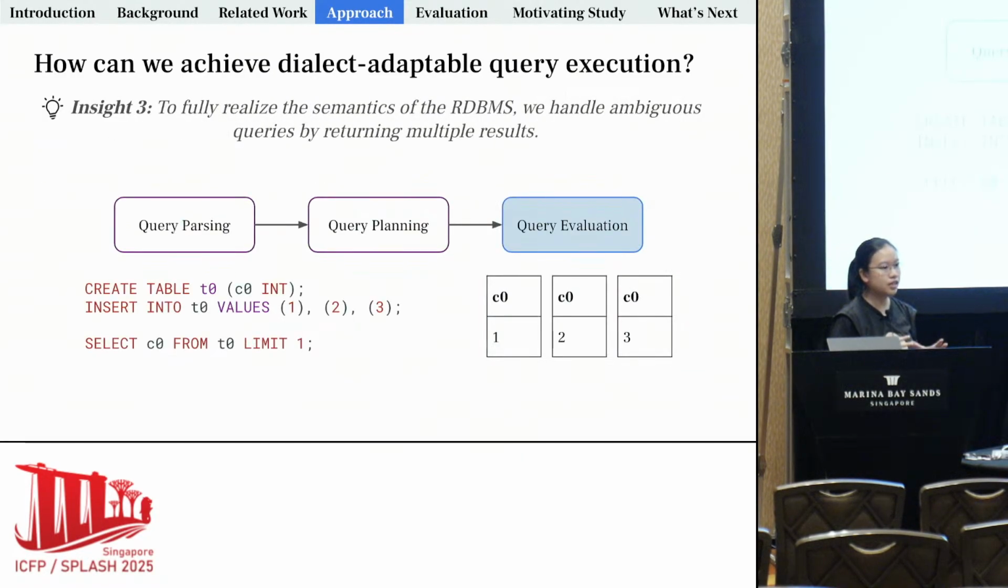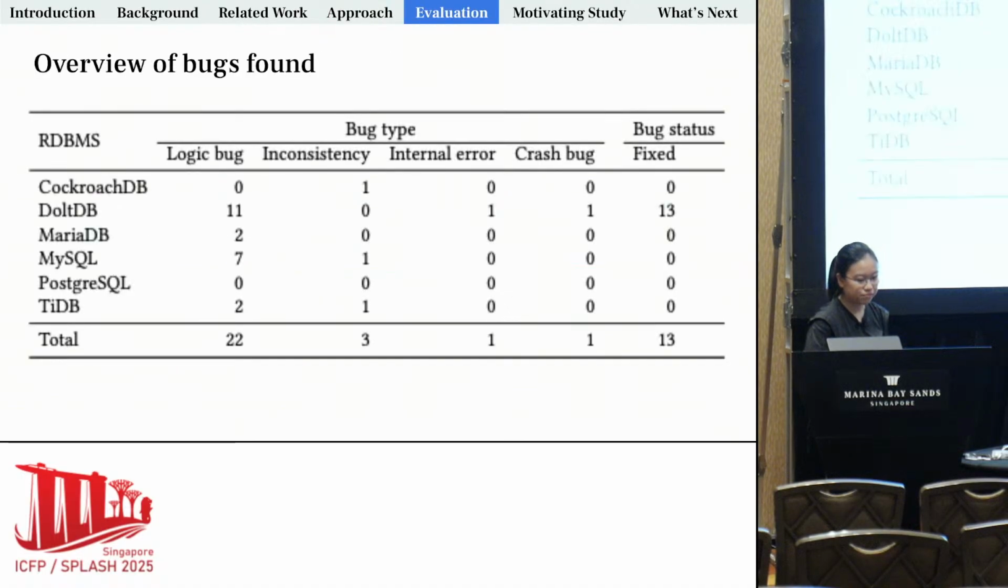Finally, to fully realize the goal of modeling the semantics of a database system, we also try to model ambiguous queries in our system. For this particular query, suppose we ignore the LIMIT clause, then we expect that selecting C0 from T0 gives us 3 rows in total. So if we include a LIMIT clause without an ORDER BY, then it's possible that any of these 3 rows is a correct result. So we modeled this by returning the full list of possible results. And in the future, we could further extend this using ideas from abstract interpretation, where we also model indeterminate values.